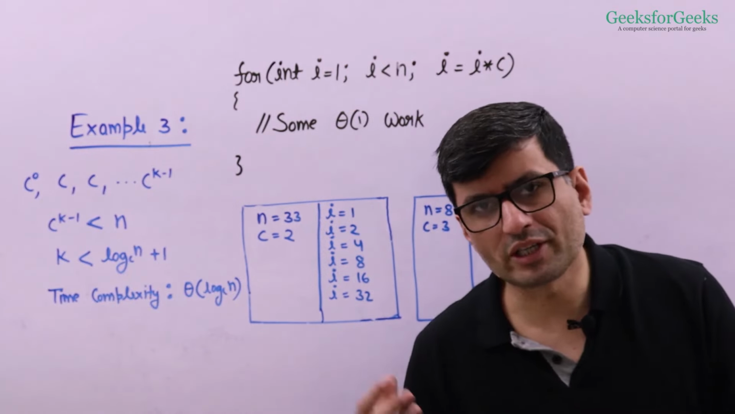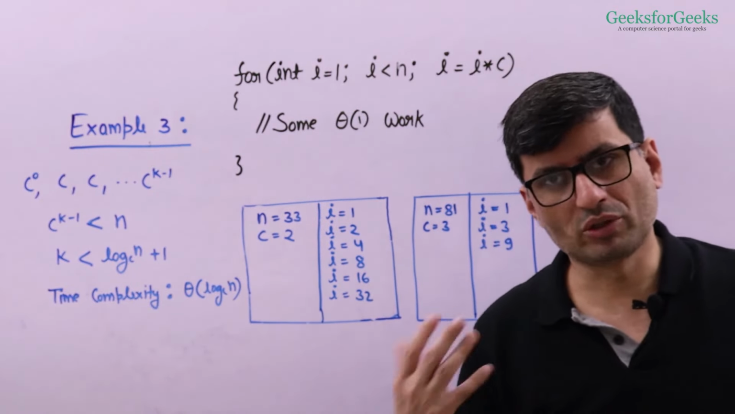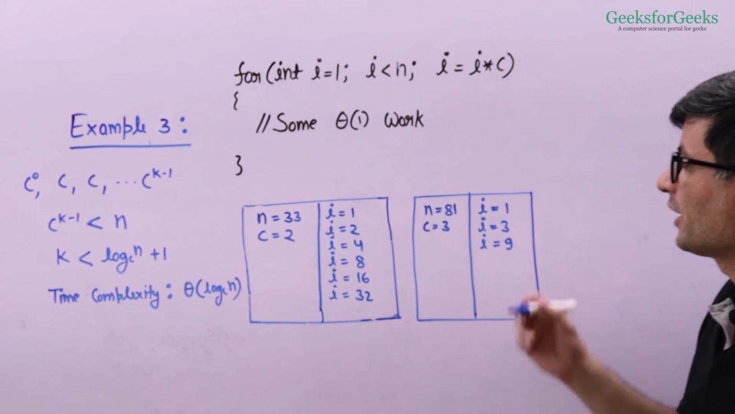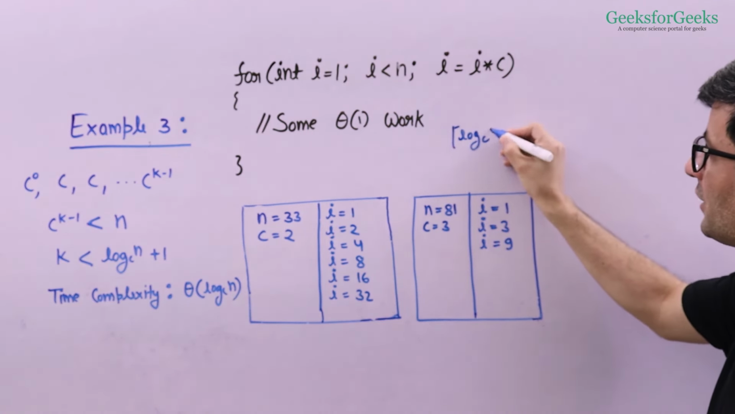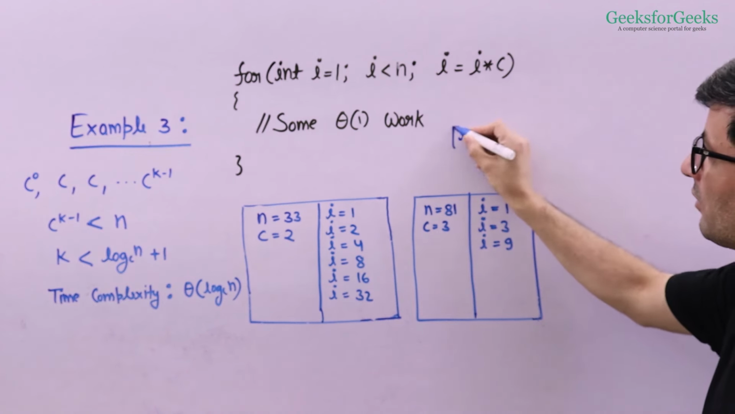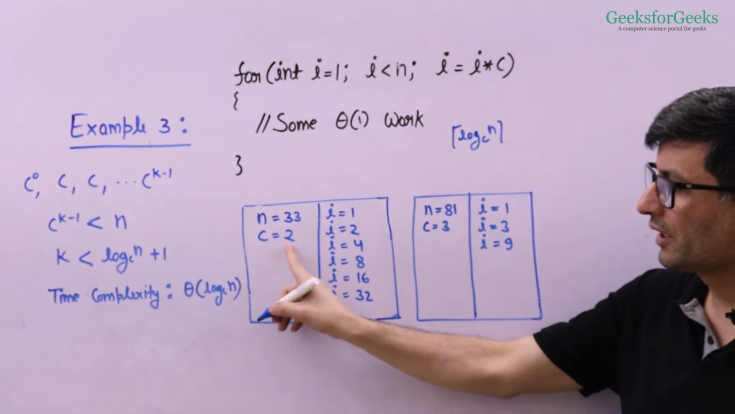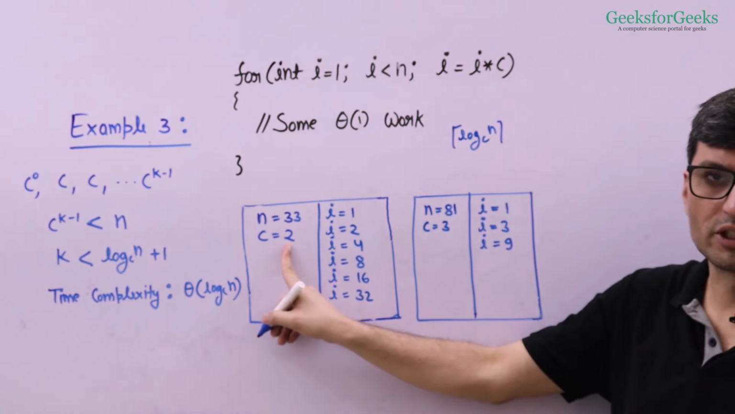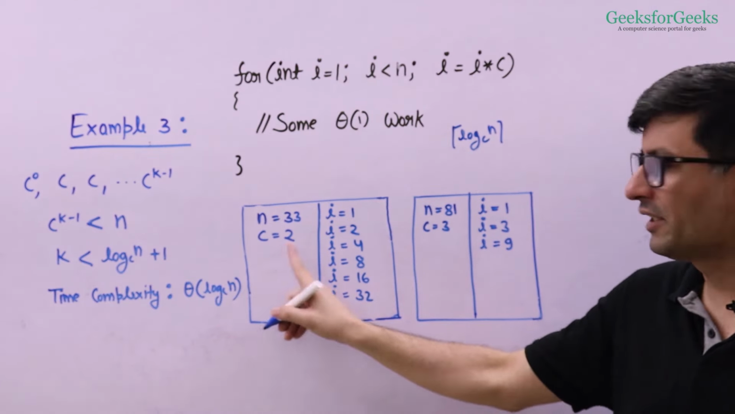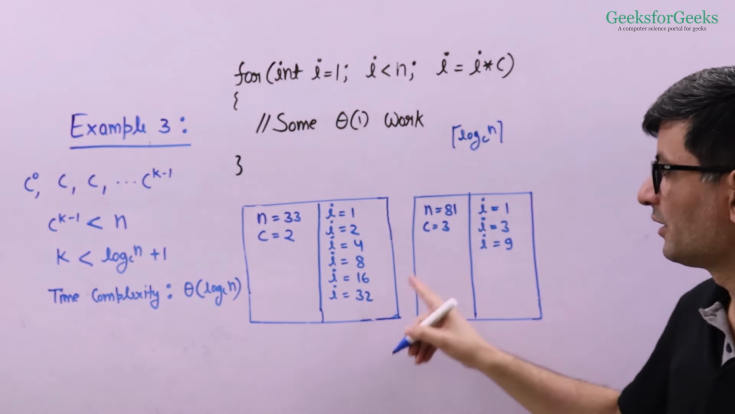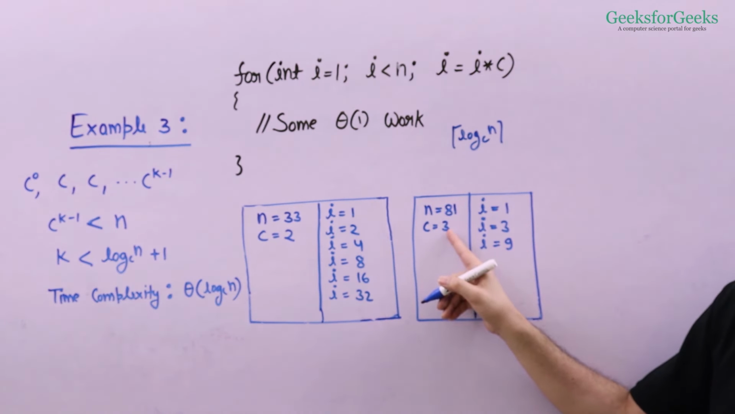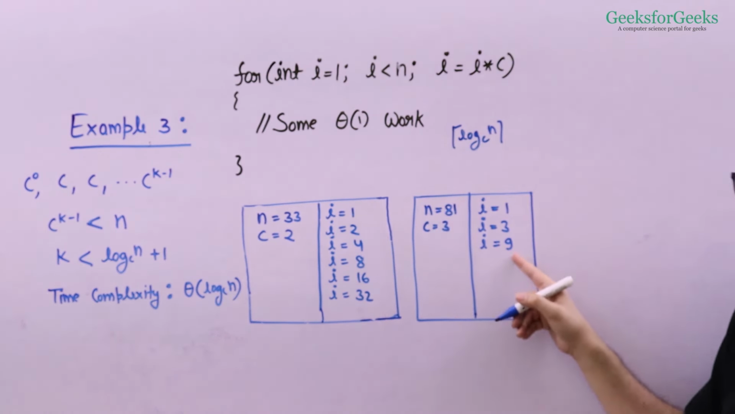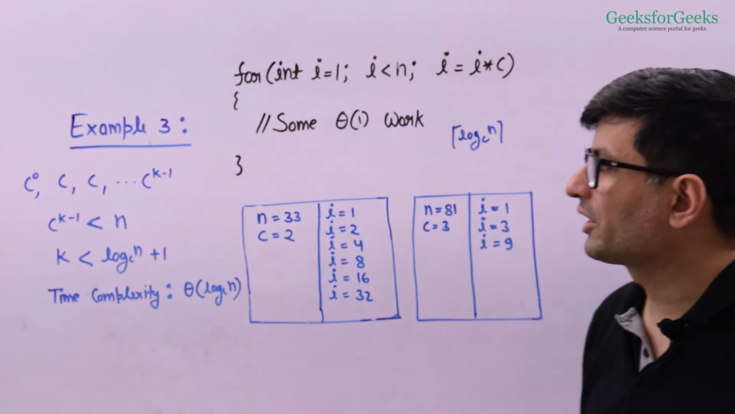If we take a closer look at these examples and maybe do some more examples, we can figure out that this loop runs ceiling of log base c of n. For example, n is 33 and log base 2 of 33 would be 5 point something, so it runs 6 times. This is 81, and log of 81 base 3 would be 4, so it runs 4 times. We can show it mathematically also.